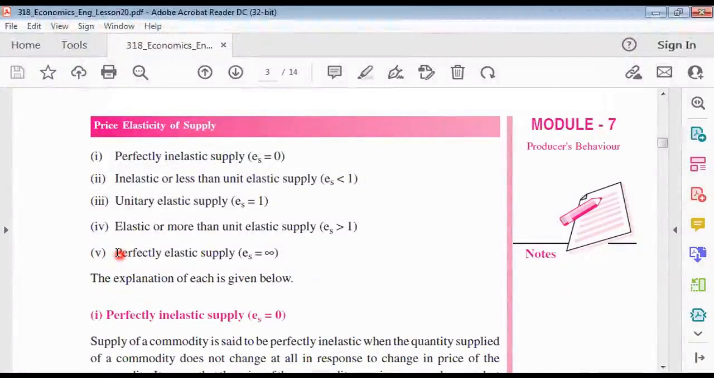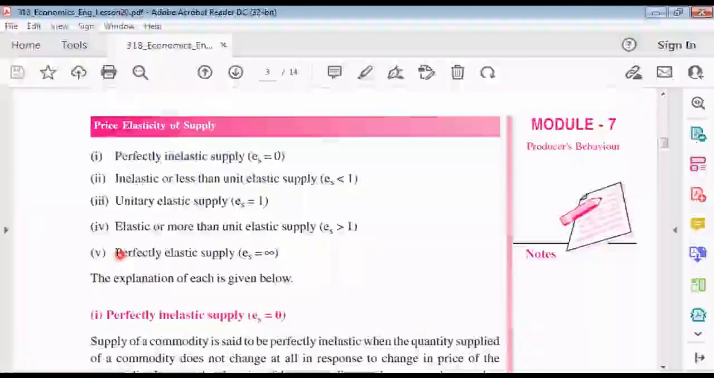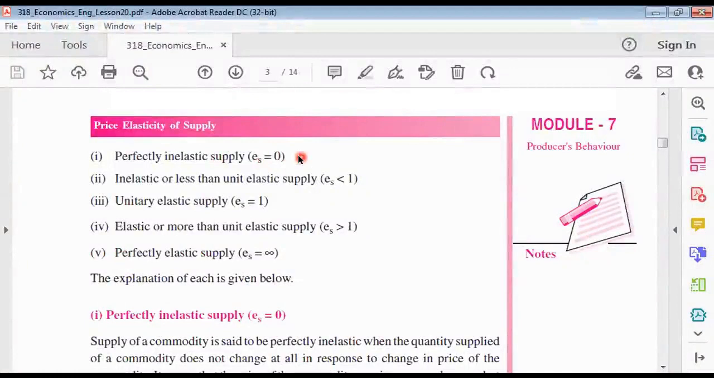Number 1, perfectly inelastic supply. Remind yourselves, we had a concept called perfectly inelastic demand, where the price elasticity of demand was equal to 0. Here you can see ES equal to 0, where ES means price elasticity of supply. You can take any symbol. And then inelastic, or less than unit elastic supply. Remind yourselves, we had price elasticity of demand less than 1. So, inelastic supply.